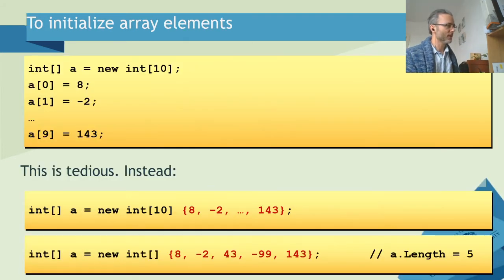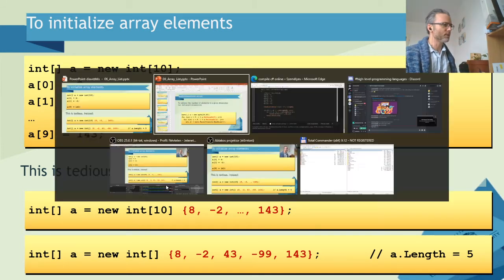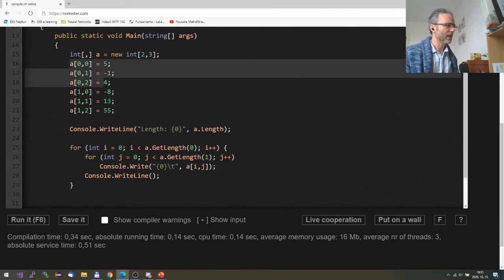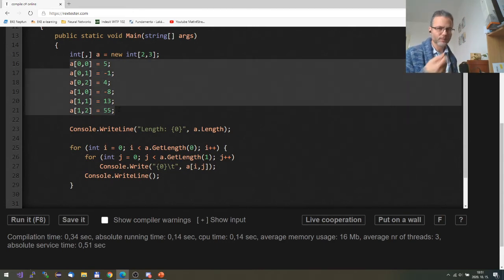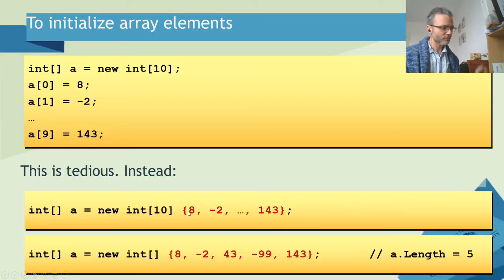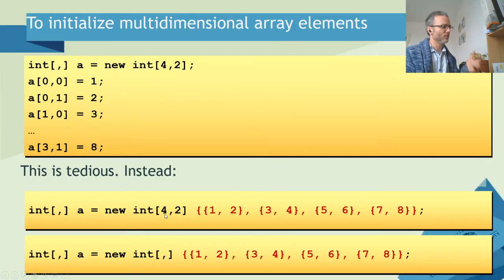Okay, let's continue. Yeah, this is it. So very shortly, it's really annoying sometimes that at initialization, you have to initialize the different array elements in different instructions. So there is a shortcut. You can use this bracketed initialization with one-dimensional arrays and also with two-dimensional arrays and multi-dimensional arrays.